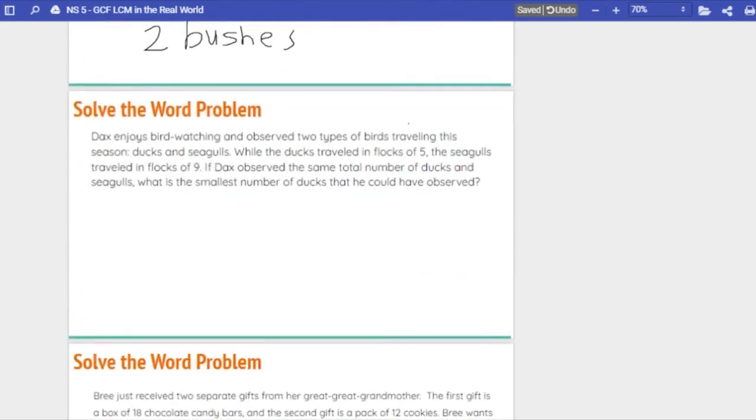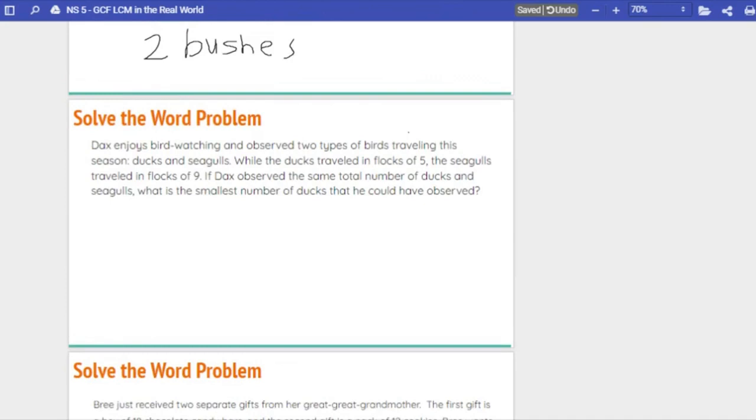All right, try this one. Okay, Dax enjoys bird watching and observed 2 types of birds traveling this season, ducks and seagulls. While the ducks traveled in flocks of 5, the seagulls traveled in flocks of 9. If Dax observed the same total number of ducks and seagulls, what's the smallest number of ducks that he could observe? So, keyword again, what's the smallest number? So we're finding least common multiple of 5 and 9.